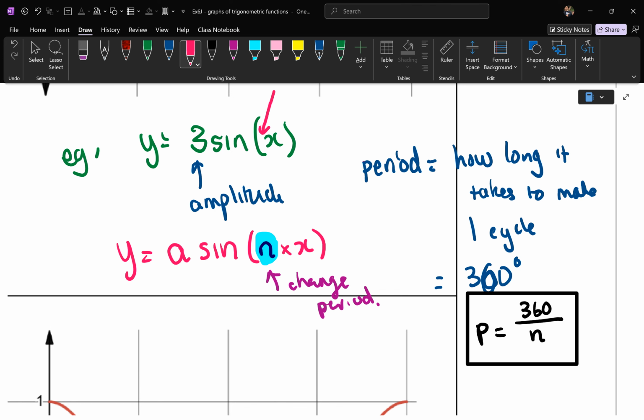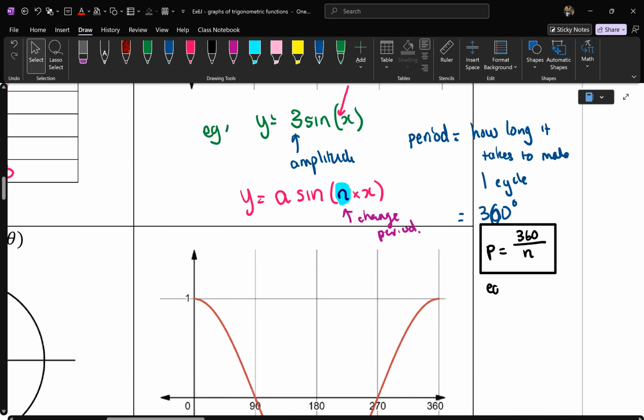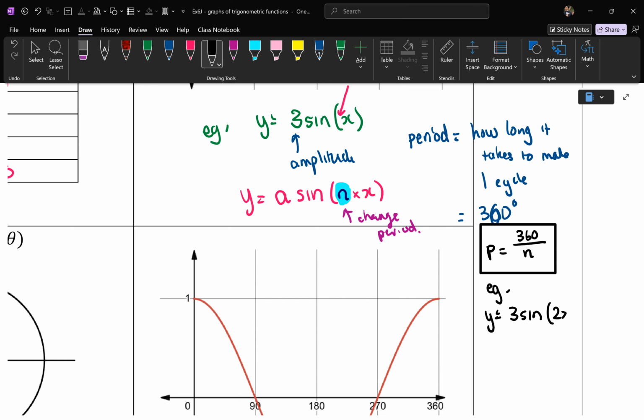So here's an example. If I gave you y equals 3 sine of 2x. What's my amplitude at the moment? 3. So the height should reach 3 and minimum should reach -3. But the period, I've changed it now. It's not every 360 degrees that it'll make a cycle. By putting a 2 there, my period will equal 360 divided by 2, which is 180. So for every 180 degrees, it'll finish one cycle.